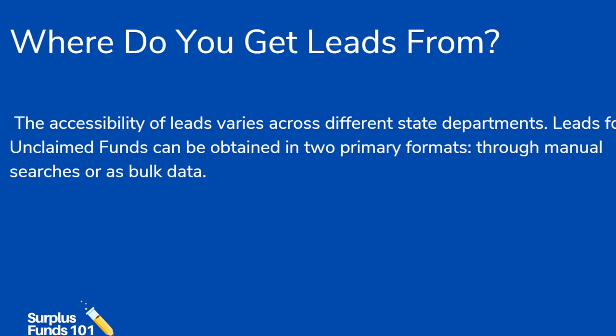Now, next thing everyone wants to know is, where do I get the leads from? Well, there's two main sources, you guys. The accessibility of leads is going to vary across different state departments, but leads for unclaimed funds can be obtained two primary ways: through manual searches or through bulk data. Well, there's a third way, and it's going to a third-party provider. I would suggest not doing that. A lot of the times, that data is outdated, and it's not necessarily the best stuff you're going to want to be calling, especially when you can go directly to the State Department and get it yourself and usually spend a whole heck of a lot less.